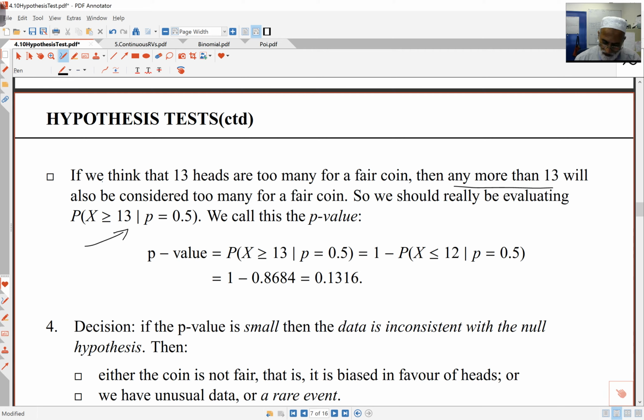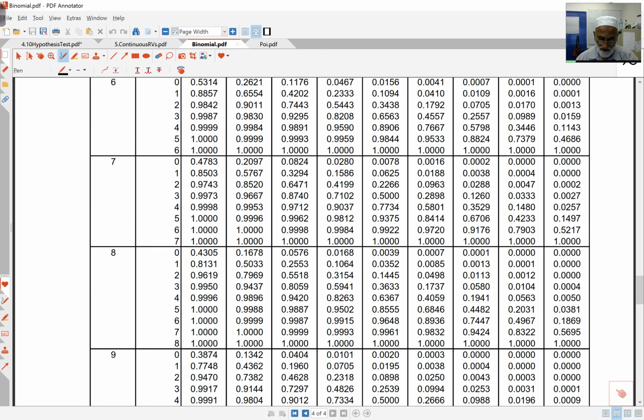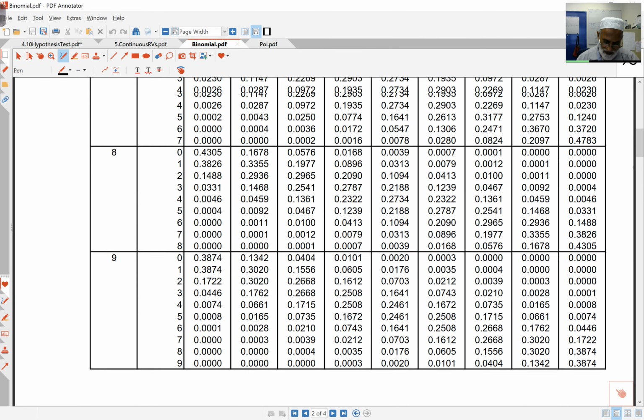Now, if I look at binomial tables, I'll work out the probability of less than or equal to 12 and subtract it from 1. So the probability of x bigger than or equal to 13 is 1 minus the probability x less than or equal to 12 for p 0.5. So I can find that in binomial tables. So here are my binomial tables. We haven't done this before. So there are two parts of the table over here.